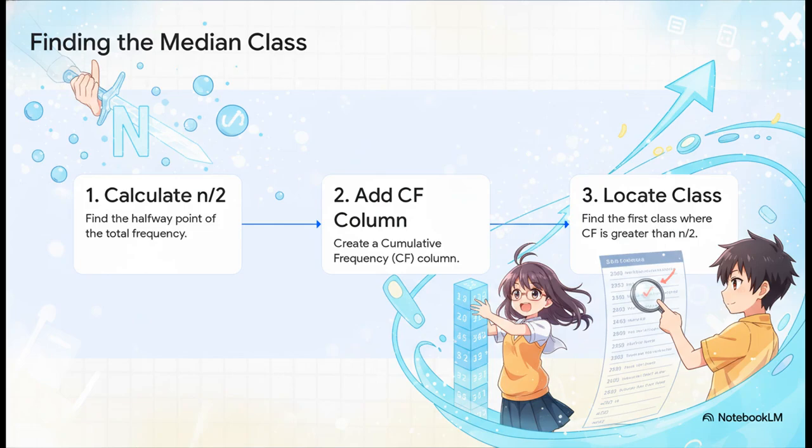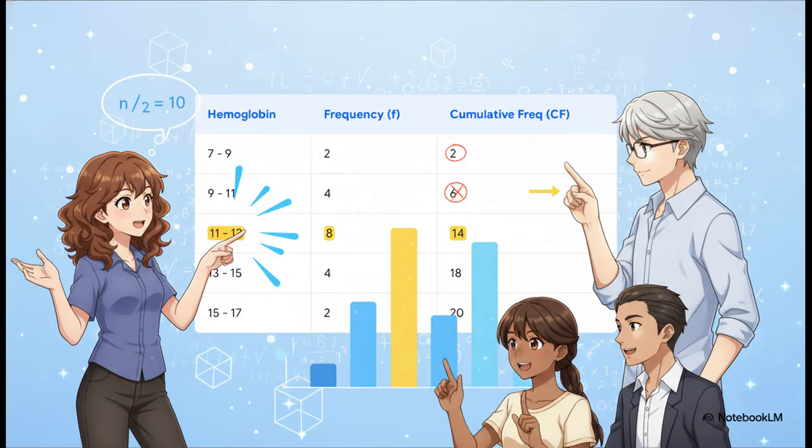So before we can even use that formula, we have to figure out which of our 5 groups actually contains that middle student. We call this the median class. It's a simple 3-step hunt. First, we figure out which student is the middle one. Then we make a running total of the students. And finally, we spot the group where our target student is hiding. Okay, let's actually do it. We've got 20 students, right?